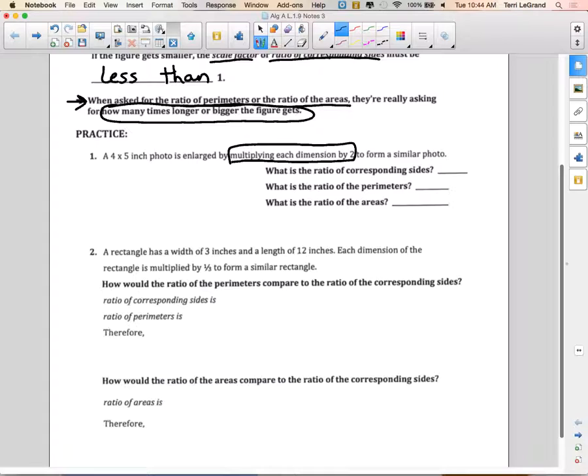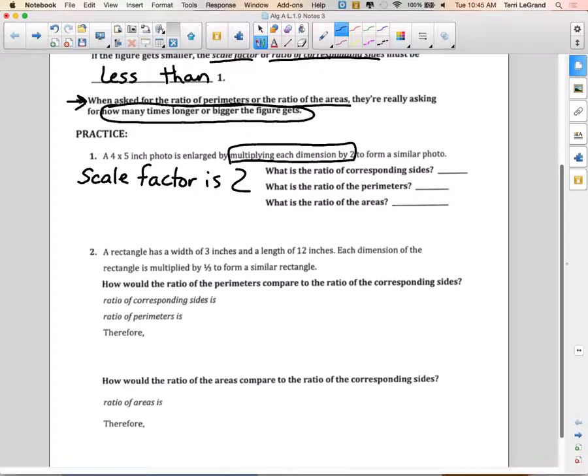Anybody know what they just gave us right there? What's important? Multiply the dimensions by 2, which is called the what? It could be called the ratio of corresponding sides. And what's another thing for ratio of corresponding sides? Scale factor. Let's just write that down. They just told us that the scale factor is 2. When they said that they're going to multiply each dimension by 2, they just gave us the scale factor.